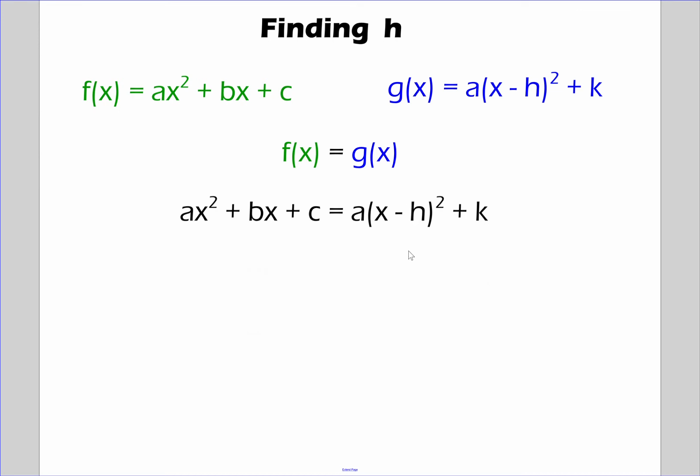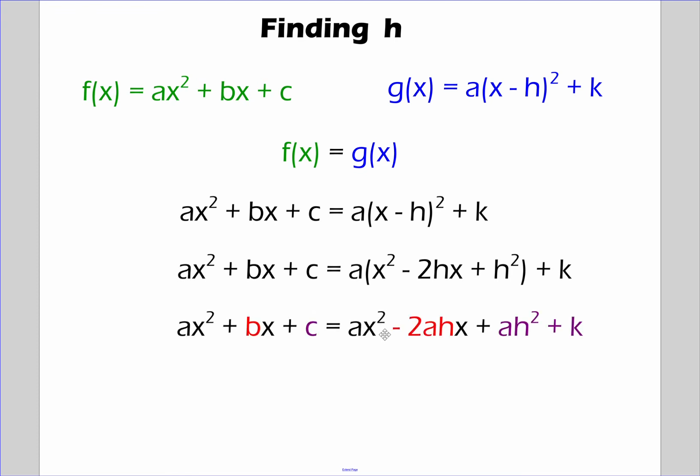Now, in order to keep going, I want to expand and see what this right-hand side becomes. So I'm going to multiply x minus h by itself to get this right here. Now I'm going to distribute a on that right-hand side and get this final form right here. Now we're going to be exploiting the fact that if these two are actually the same, the quadratic term, the leading coefficient, should be the same. We see it's both a.